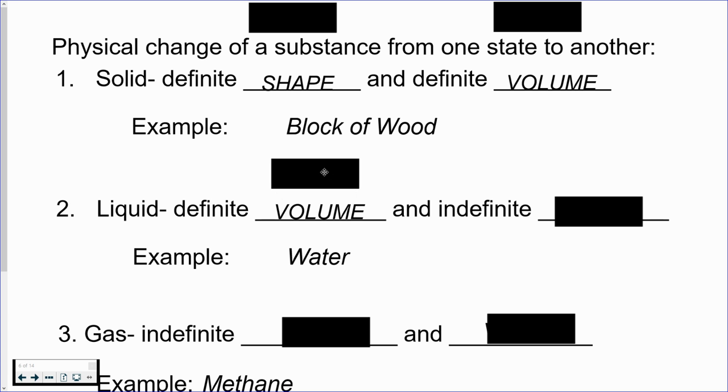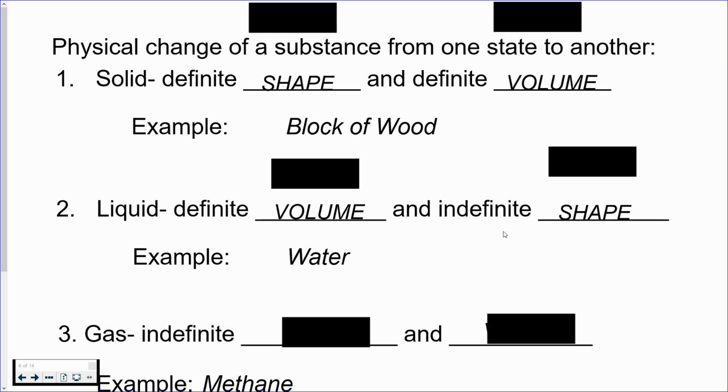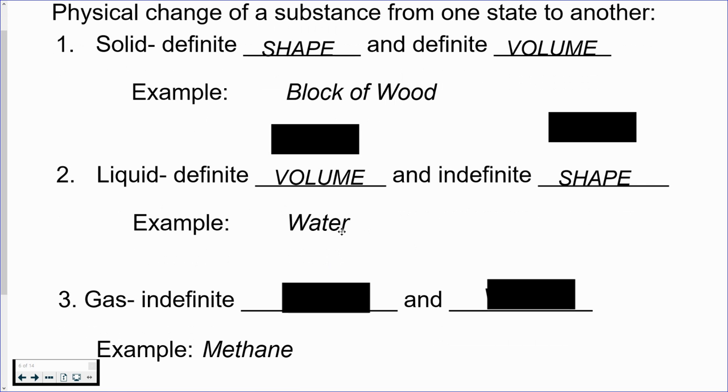Liquid, however, has a definite volume, but an indefinite shape. And the example is water. So a lot of you have water bottles, and they have the same amount of water in them, okay? But because the manufacturer makes their bottle look a little different, the shape of that water is then different. So what we like to say is if it has indefinite shape, then it has the ability to take the shape of its container. Okay, so water takes the shape of its container. All liquids take the shape of their container.